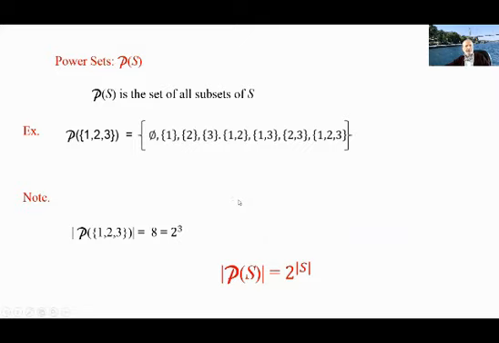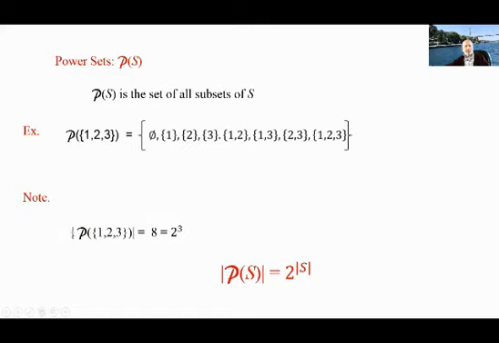The power set, and we use this symbol for it. The power set of a set S is the set of all subsets of S. So in this example, S is {1, 2, 3}. All the subsets of {1, 2, 3} are: the empty set, which is always there, and the set itself, which is always there. And you have {1}, {2}, {3}, {1, 2}, {1, 3}, {2, 3}, and {1, 2, 3}. If you count those, you find 1, 2, 3, 4, 5, 6, 7, 8 of them.